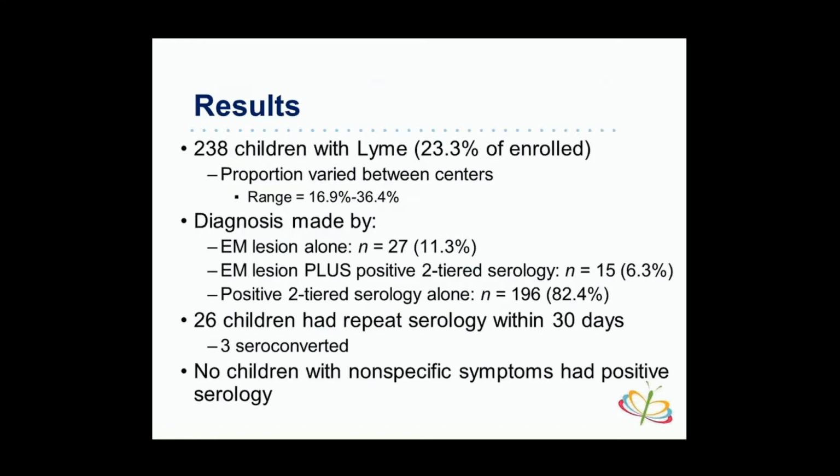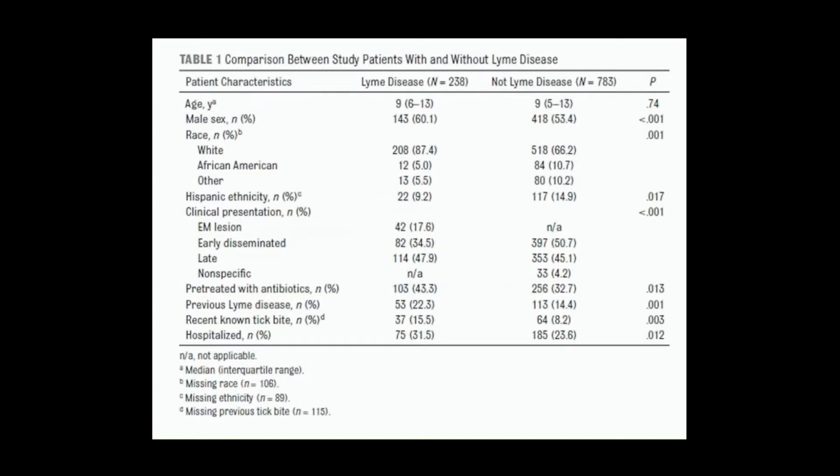So if we're comparing the groups of children with Lyme to those without, the age distribution was pretty similar. Children with Lyme disease were more likely to be male and to be white, but other than that, the p-values were not significant, reflecting similarity between the two groups.